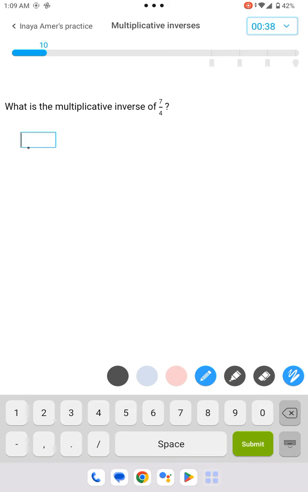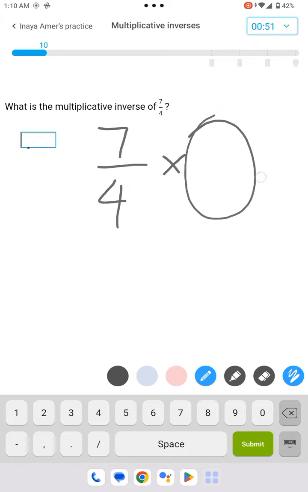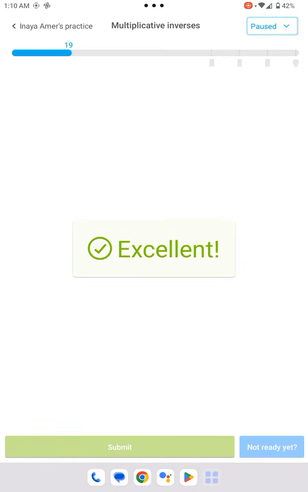Okay, and the multiplicative inverse of 7 over 4, what should it be? Obviously, flip it upside down, and convert it into the number so that the product would be 1. So it would be 4 over 7. Here I used the word product. I will tell you about this word. 4 over 7 would be your answer. What about the word product?